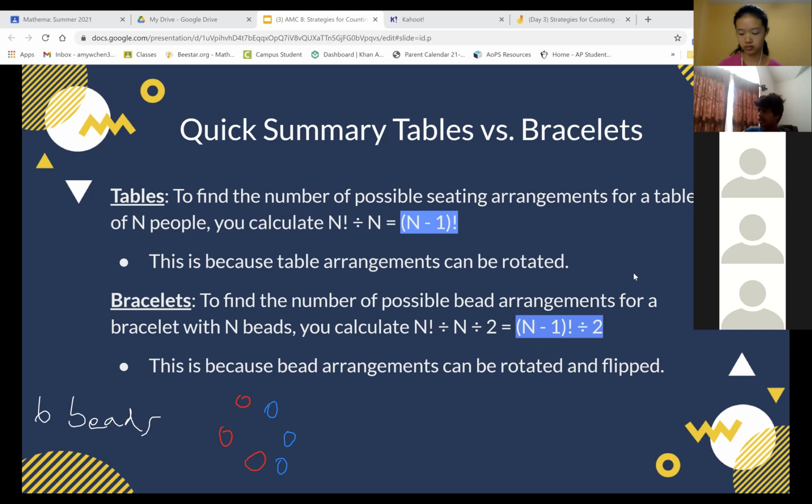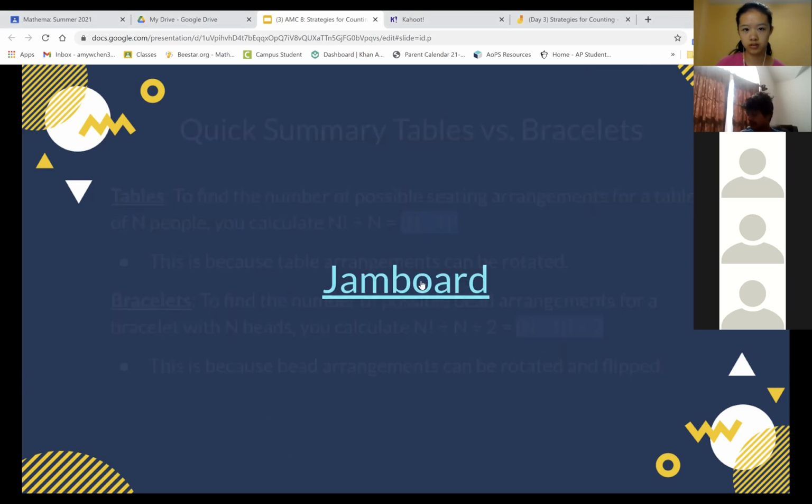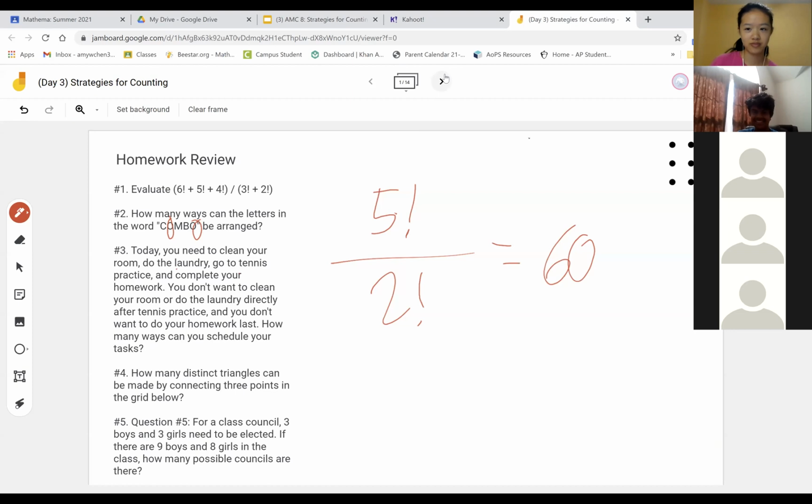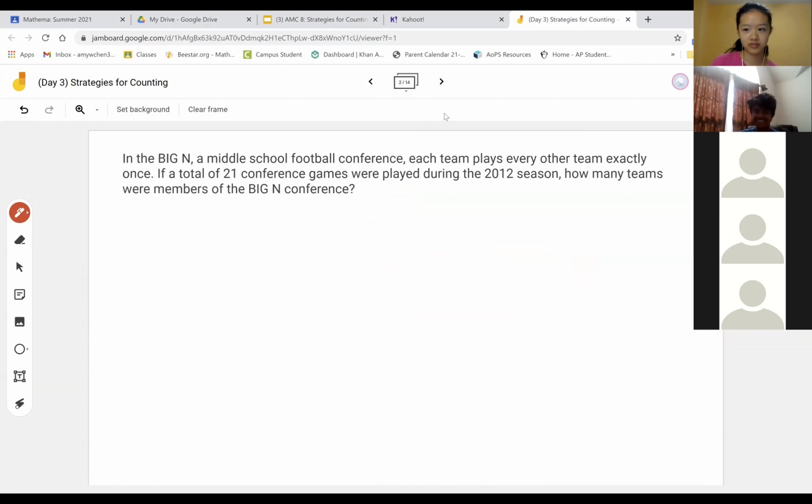Wait, do we address the repetition of bead color? We don't really address it. All right. Well, I think I'll just save it for the end then, because it's actually not as hard as you might think. We can just move on for now, but on the Jamboard I can address that. You'll find out later, so you have to be attentive for the rest of the class.